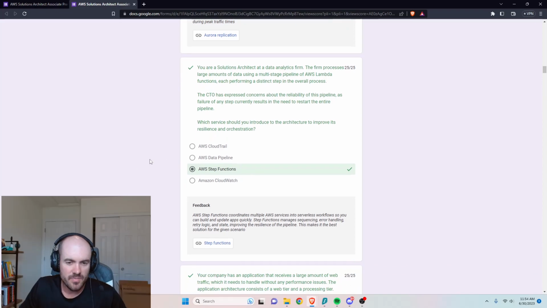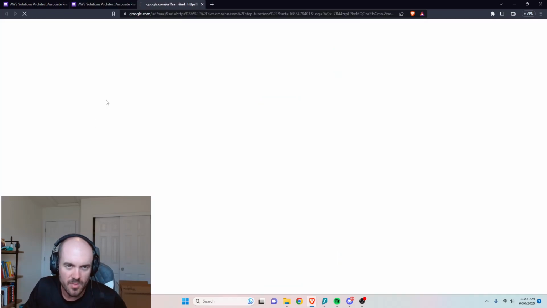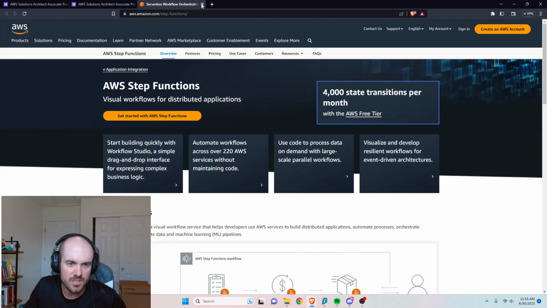And okay, so what about Step Functions? I was actually thinking about that one. Step Functions coordinates multiple AWS services into serverless workflows so you can build and update apps quickly. And we can look at more information about Step Functions here.